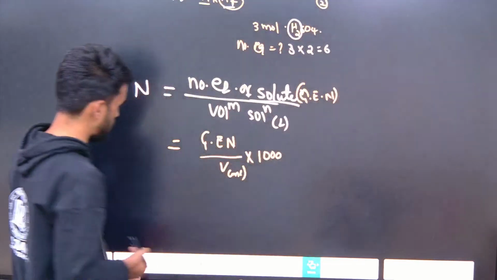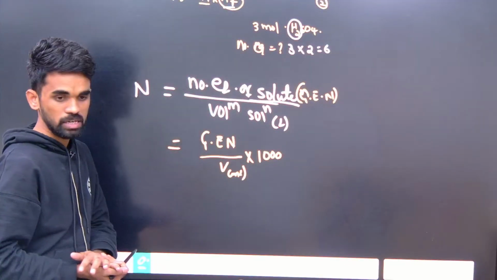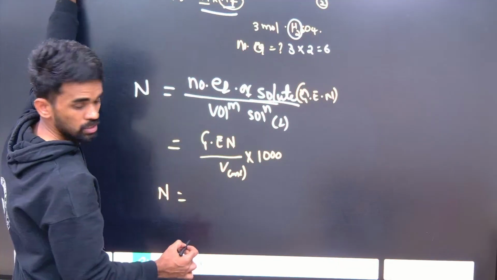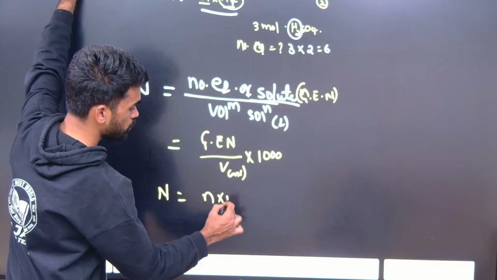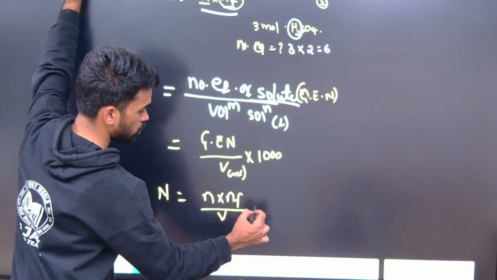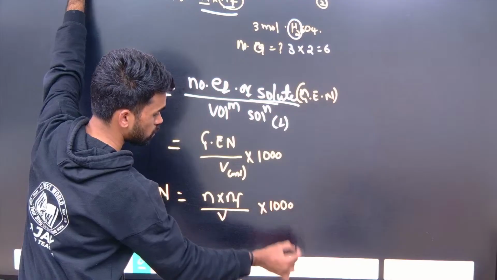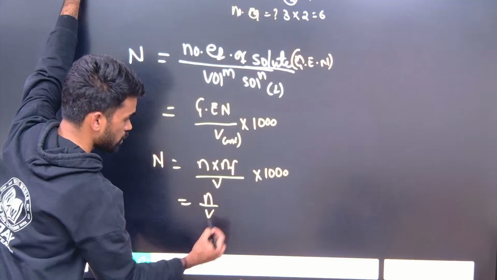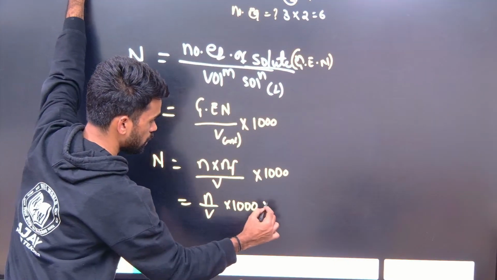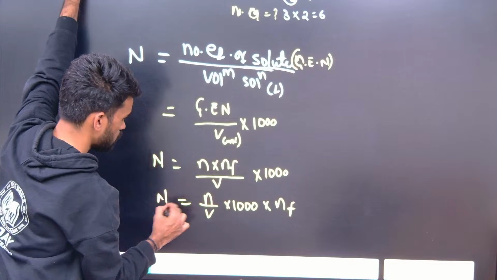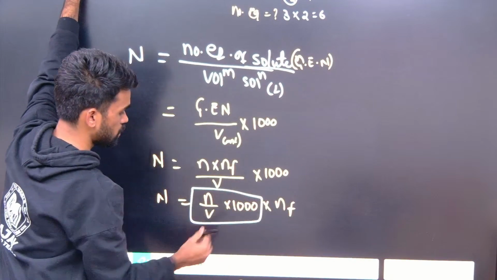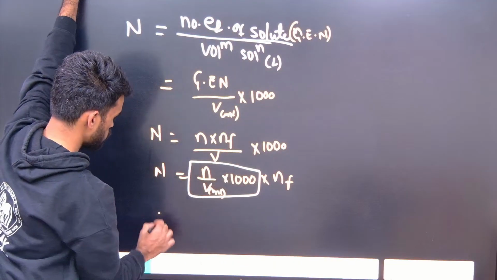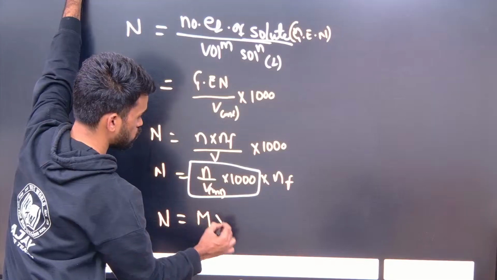Now I want to relate this equation with molarity and normality. How can I relate? Number of gram equivalents, what can I write here? Number of gram equivalents means n into N factor by V. Here we have 1000. So what is the next step? n by V into 1000 into N factor. So what is n by V into 1000, if I express it in ml? This is nothing but molarity. So normality equals molarity into N factor.